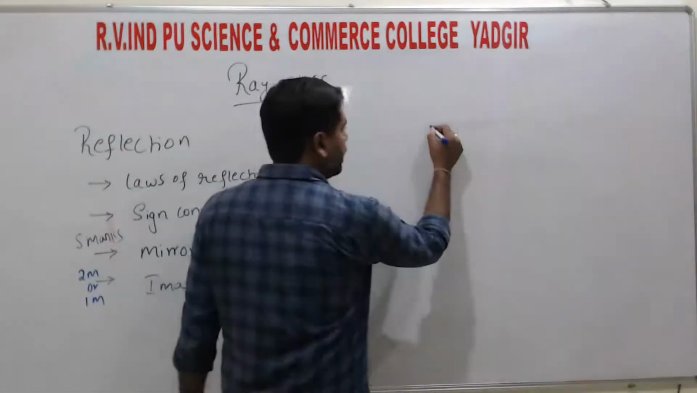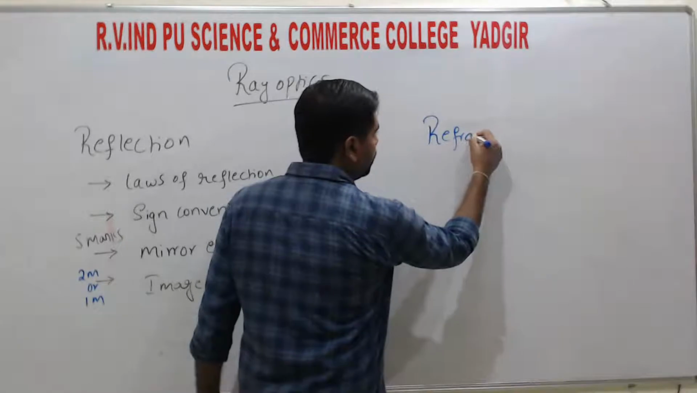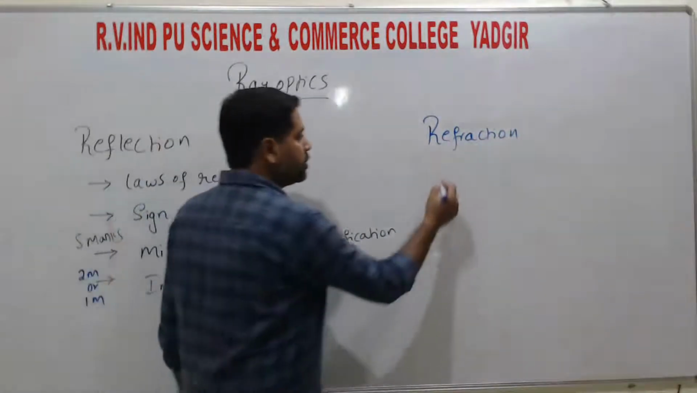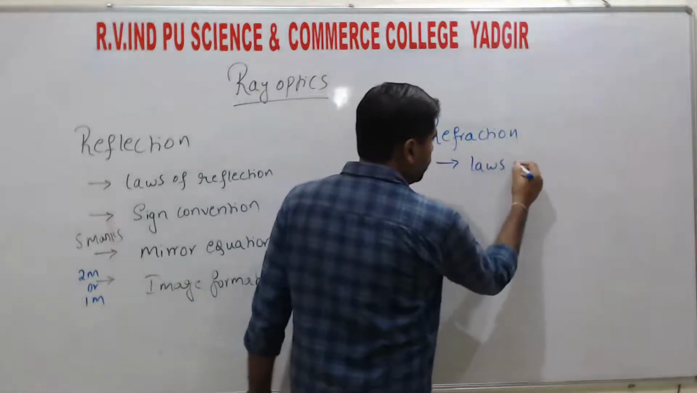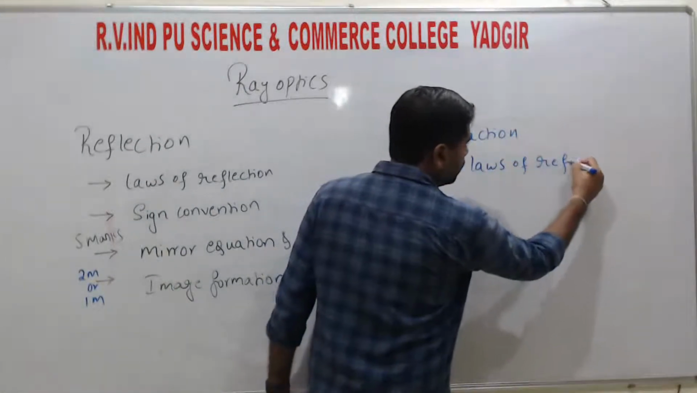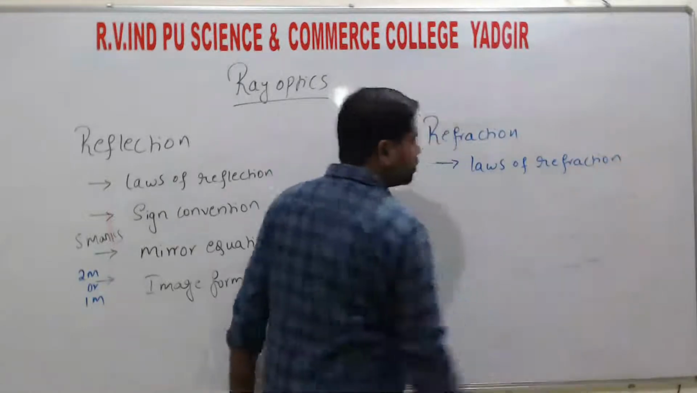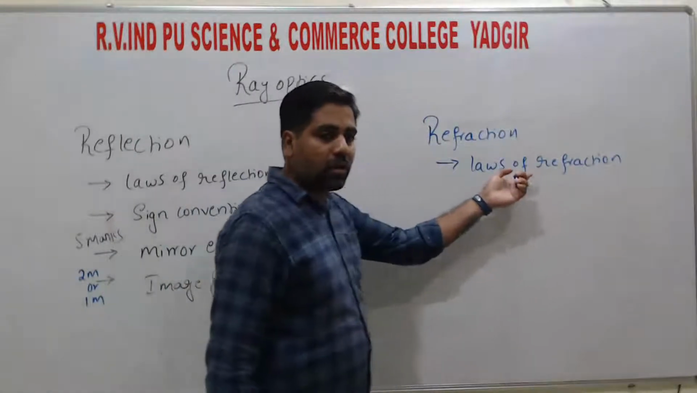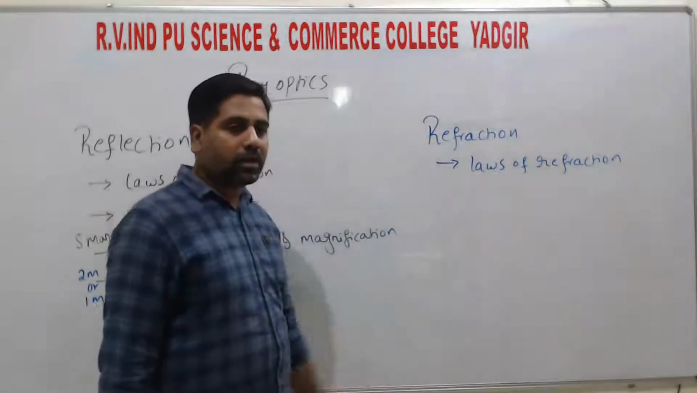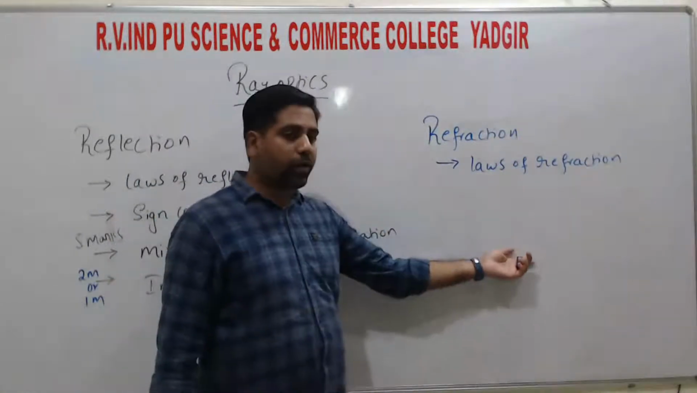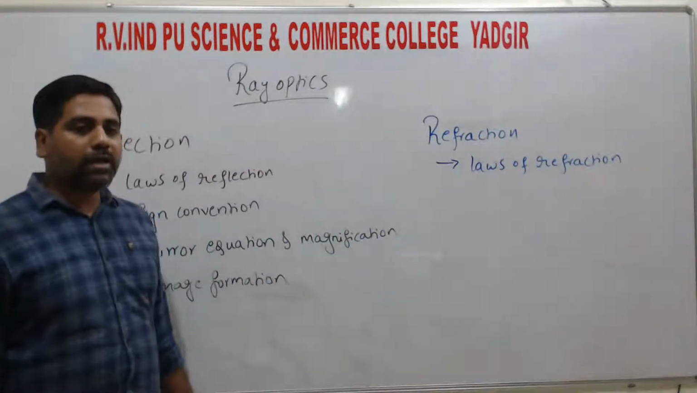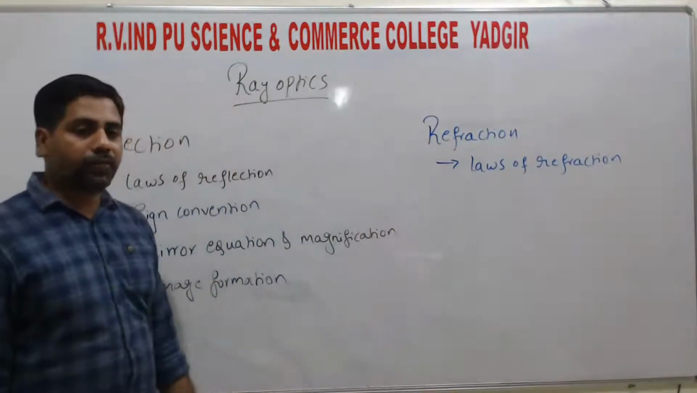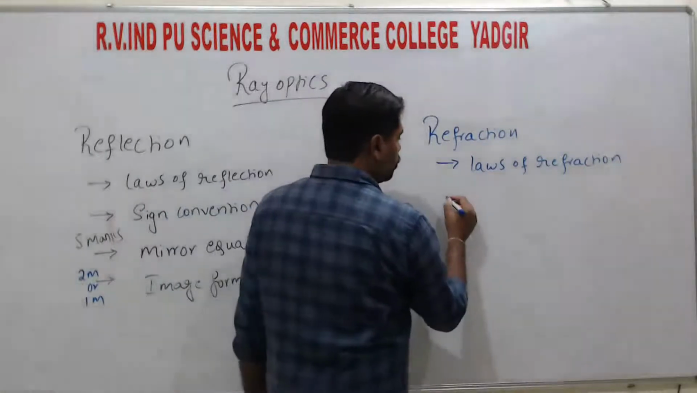So next topic is refraction, right? So in refraction we need to study laws of refraction. So here also we have 2 laws of refraction. In that, the main one is Snell's law. Snell's law helps in the further derivations. By using Snell's law, we are going to derive the lens formula, lens maker's formula and refraction through spherical surfaces, right?